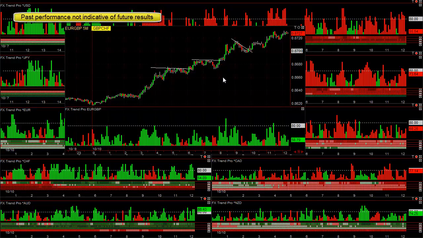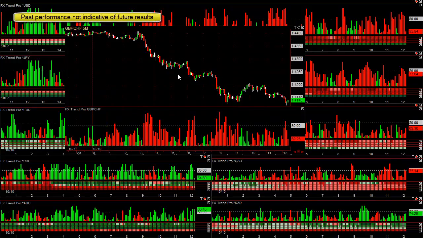Now the pound was weak and the Swiss was strong. Pound Swiss would have been another good one to sell. As you can see, just incredible weakness right here. And this one was so weak that you didn't even get a pullback, which is one of the reasons why we have two entry methods. This one just slightly pulled back and then went sideways.